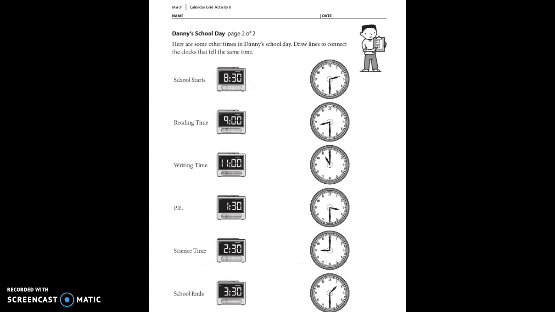Now you are working on page 42. You are going to match the clocks that show the same time.